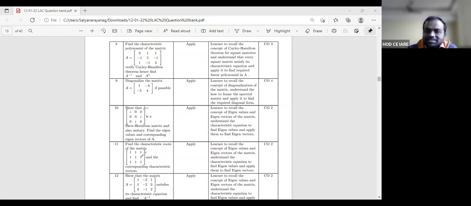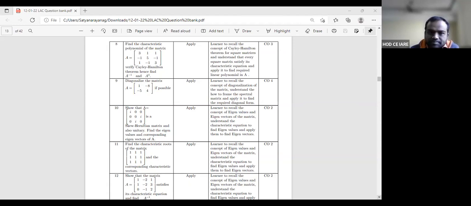Next, show that the matrix A satisfies its characteristic equation and find A inverse. Satisfying its characteristic equation means the Cayley-Hamilton theorem. The 12th question asks to verify the Cayley-Hamilton theorem and find A inverse.